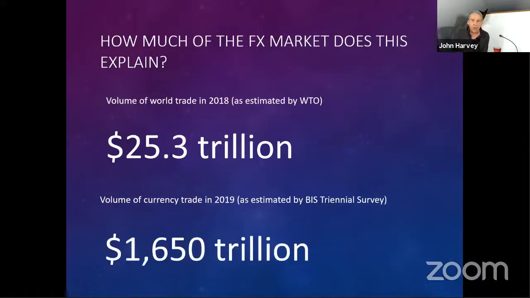No, it's 1 quadrillion, 650 trillion is the actual size of the world currency market. And what did John Harvey work out here? Oh, 1.5%. World trade is 1.5% of that. So the point I'm trying to make here is purchasing power parity ignores 98.5% of currency transactions. It is focused in only on the 25.3 trillion that was for imports and exports.